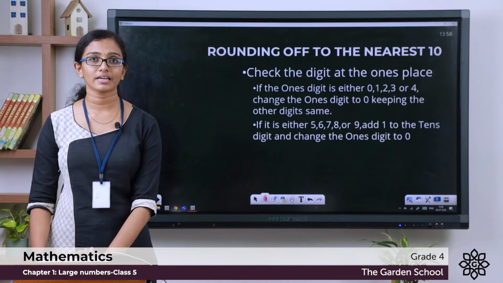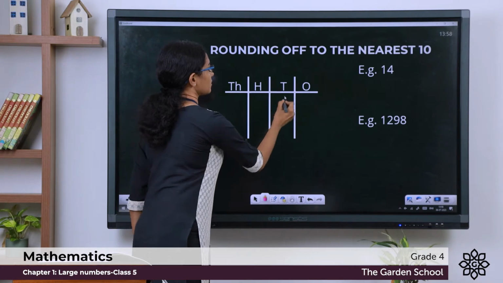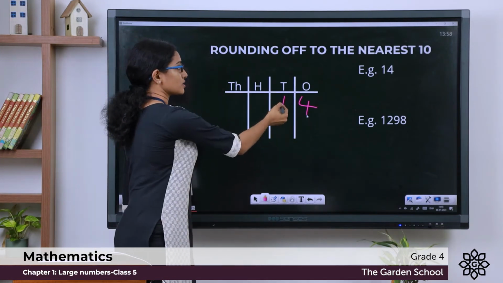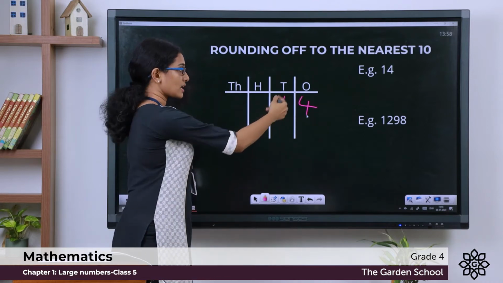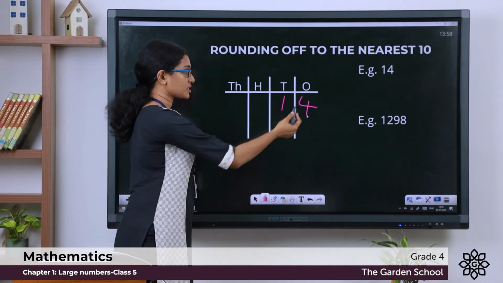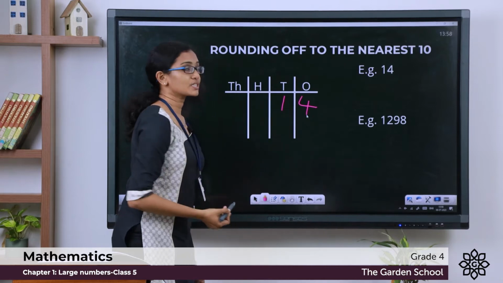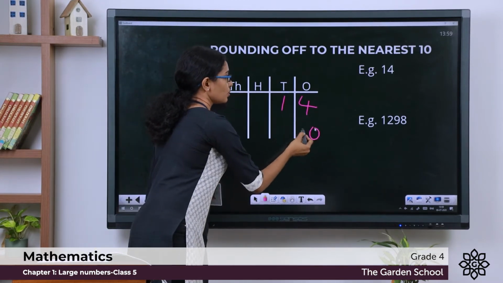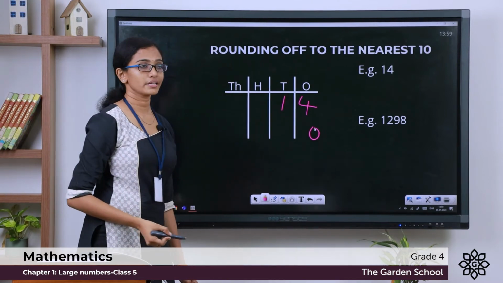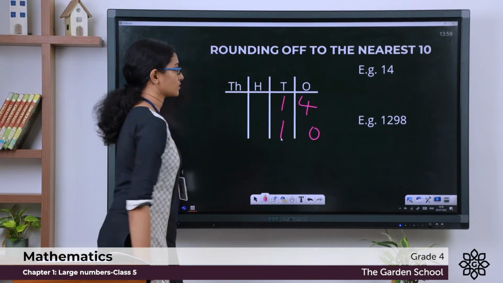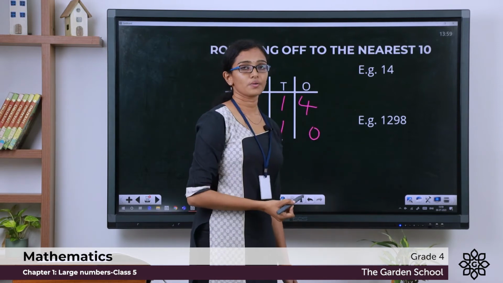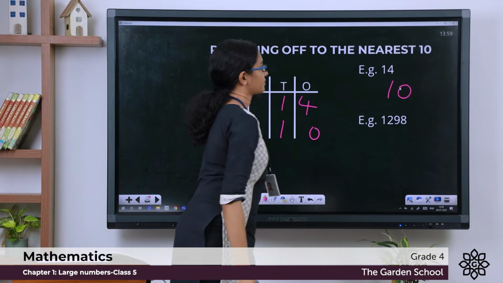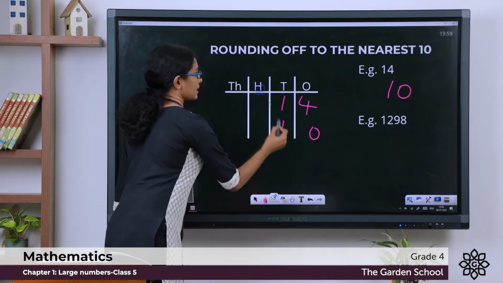So, let's see that with an example. Look at this number 14. Here the rounding digit is the tens digit. So, we have to check the digit to the right of the rounding digit, which is the ones digit. So, here the ones digit is 4, which is less than 5. So, we just change it to 0 and the tens digit remains the same. So, 14 rounded off to the nearest 10 will give you 10. Let's see the next example.